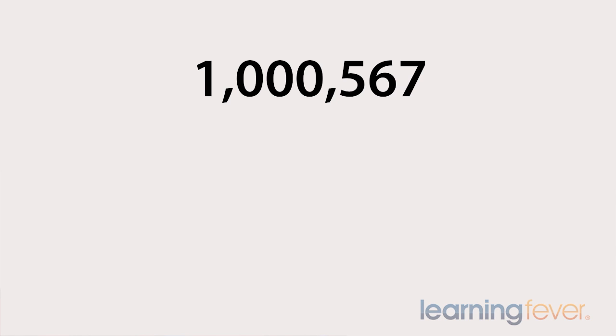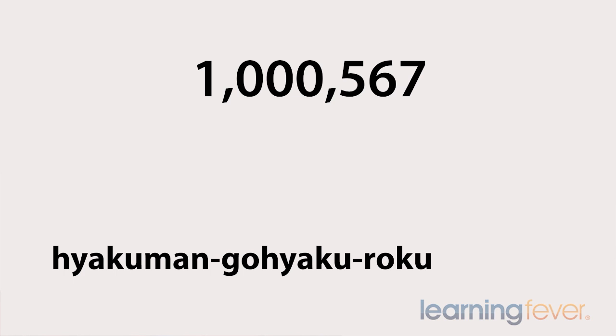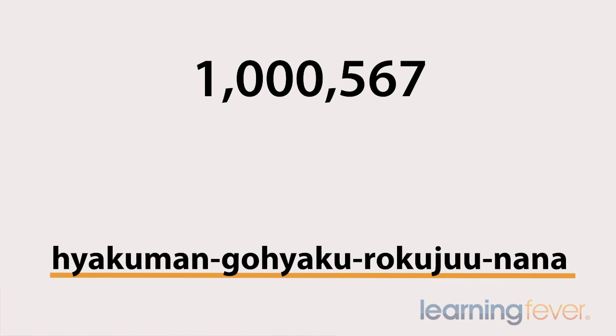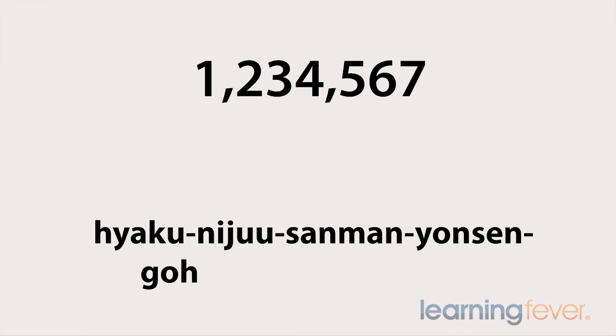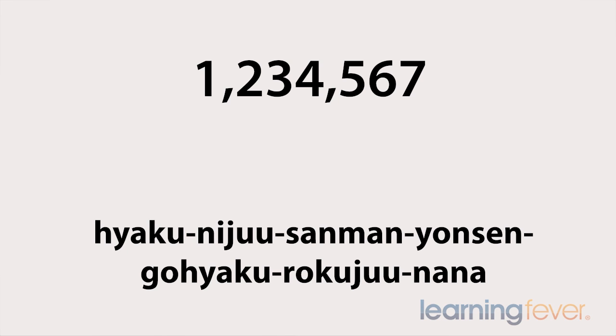So let's try 1,567,000. That is 100,567. And if it is 1,234,567, then it changes to 123,4567.